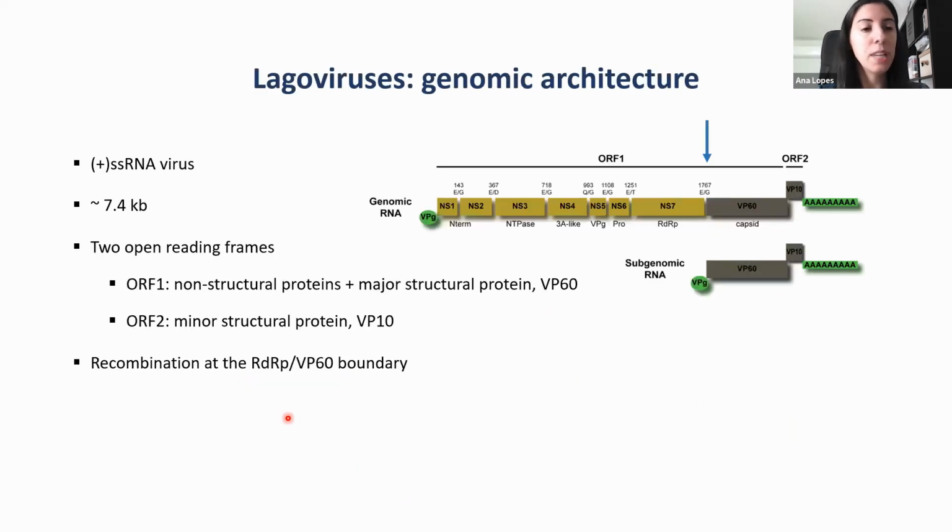Regarding the genomic architecture of these viruses, it is a very small virus with 7.4 kb. It's a positive-sense single-stranded RNA virus with two open reading frames. Here you can see the open reading frames. The first one codes for the non-structural proteins in yellow, and for the structural protein VP60. The second ORF codes for a minor structural protein called VP10. Another amazing thing of this new genotype G1.2 is that it has a recombination hotspot over here, splitting the genome into the non-structural proteins and the structural proteins.